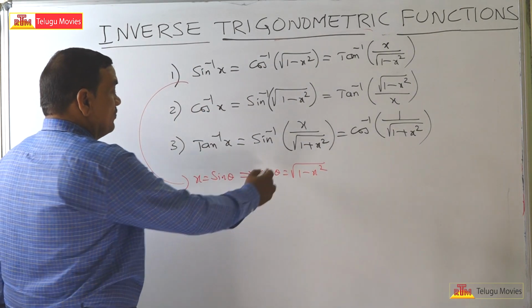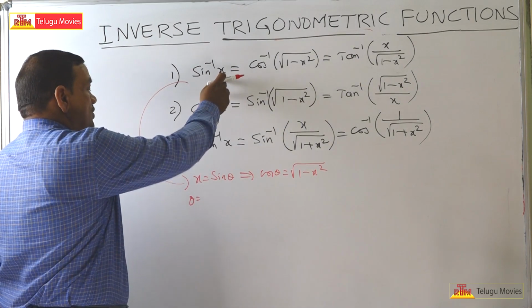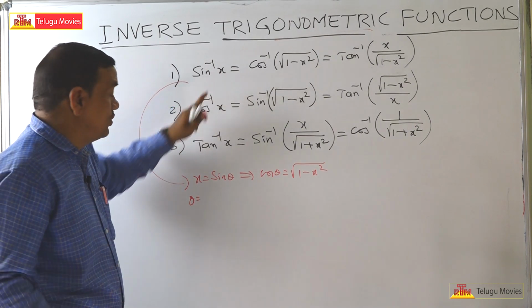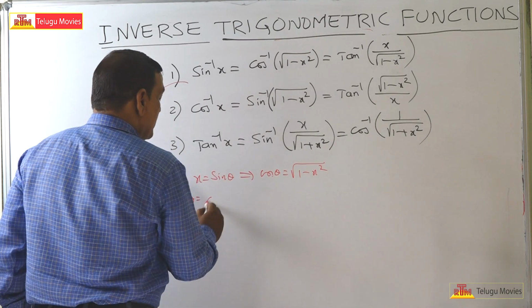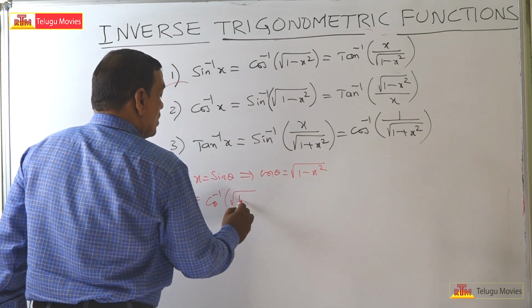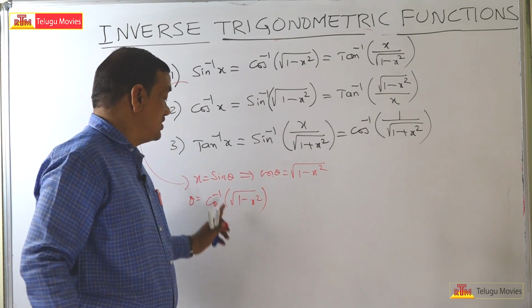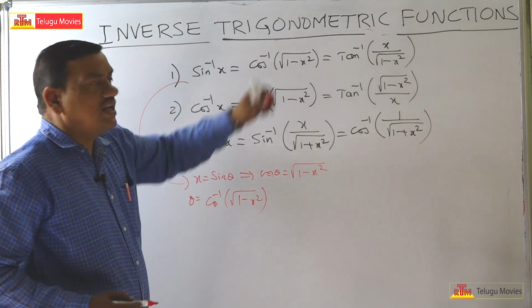Therefore, put x is equal to sin theta. That means sin inverse of sin theta is equal to how much? Already we know that it is theta. This theta is equal to, can I write it as cos inverse of root of 1 minus x square? Here theta is equal to cos inverse of root of 1 minus x square. Can we write? Yes, we can easily write.